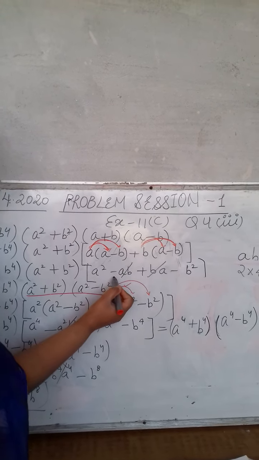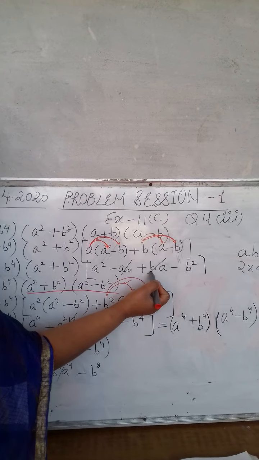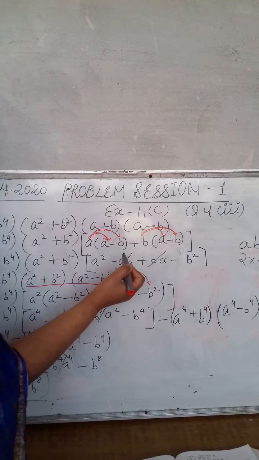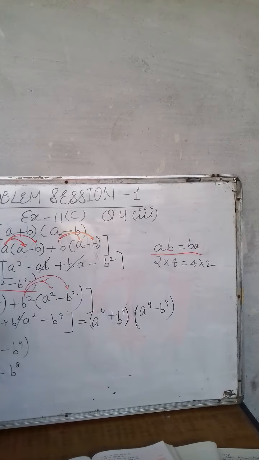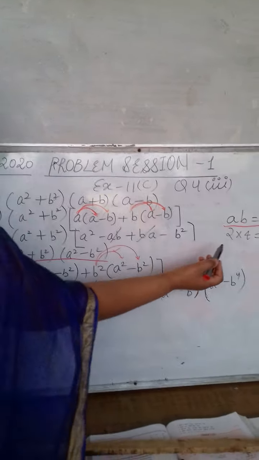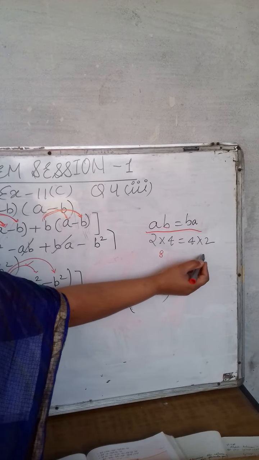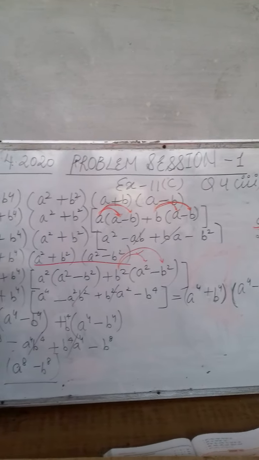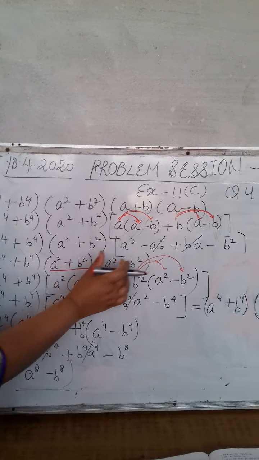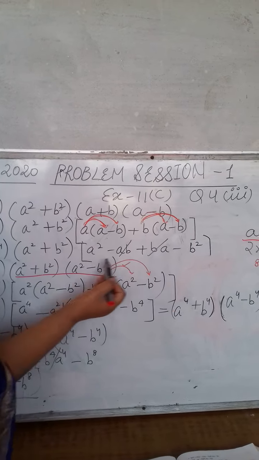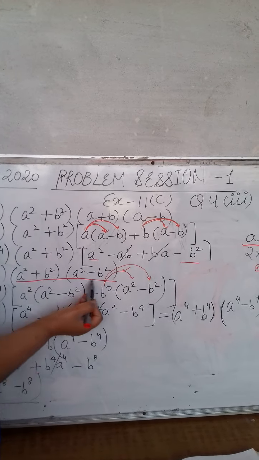Now this AB is of minus sign and this BA is of plus sign. They will get cancelled also because AB is equal to BA by commutative law. Like 2 into 4 is equal to 8 and 4 into 2 also is equal to 8. Now this bracket as it is, this bracket as it is, and what is left from here? A square minus B square.